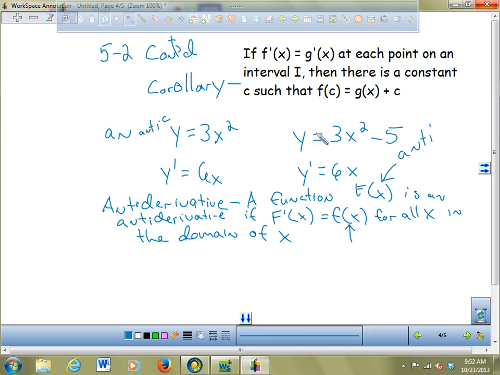So they both are the function that you take the derivative of and you get 6x. So you can have an infinite amount of antiderivatives for each function, except there's a constant at the end. But I'm going to do a problem in a minute where you have a specific antiderivative.